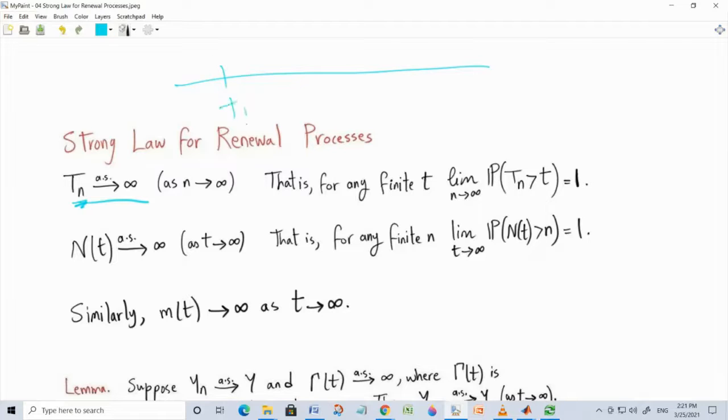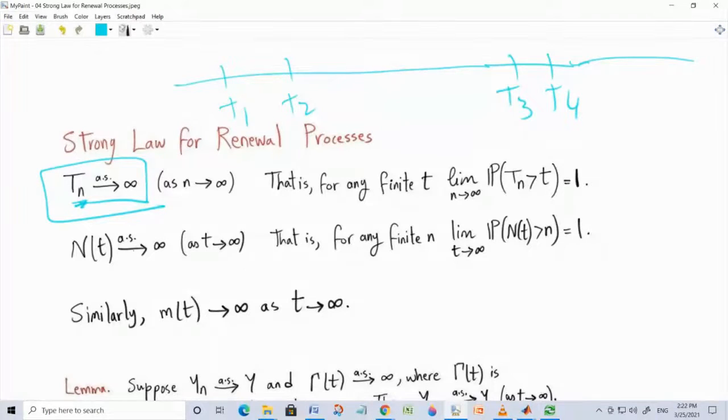You have the time of the first arrival, time of the second arrival, time of the third arrival, time of the fourth arrival, and so on. The times are increasing, and so yes, Tn converges almost surely to infinity, which means that Tn becomes arbitrarily large as n gets larger and larger. If you ask about arrival number million and arrival billion and so on, you expect that you get greater and greater numbers.